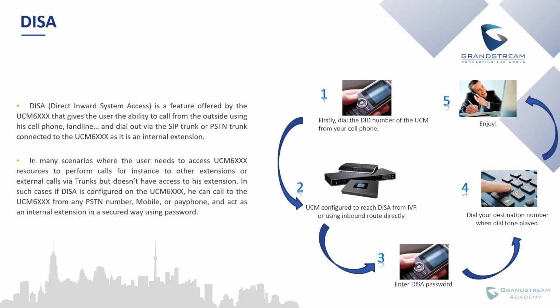So basically, the UCM 6000 offers DISA, direct inward system access, to allow users getting access to the system resources, including analog and VoIP trunks, and initiate calls using them with no need of an internet connection. Therefore, the user will not be charged on the phone service for long distance or international calls. As you can see in the figure, you just need to dial the DID number in the UCM from your cell phone or your landline. The UCM should also be pre-configured with DISA to be able to reach it, and then the UCM will ask you to enter the DISA password so you can dial through the UCM.